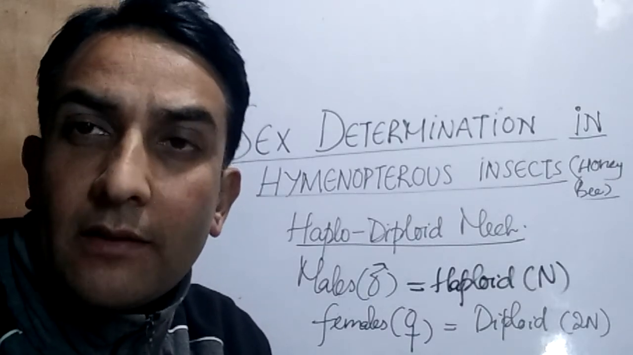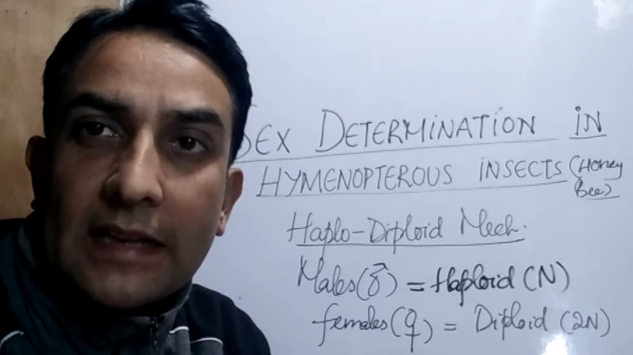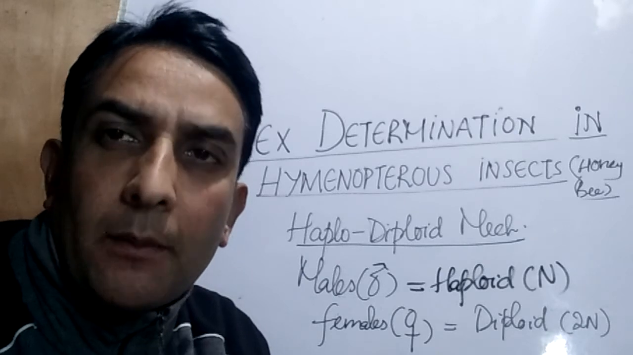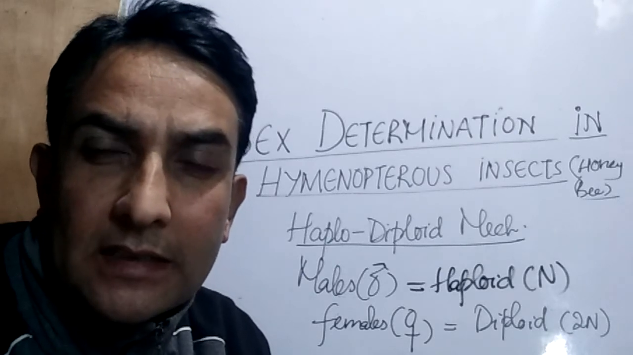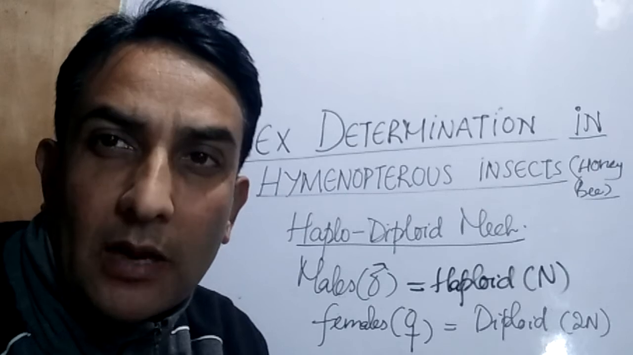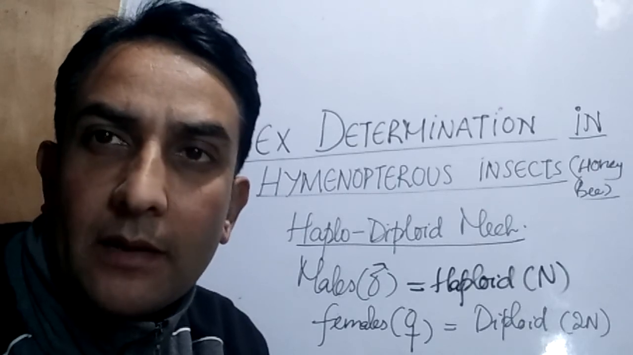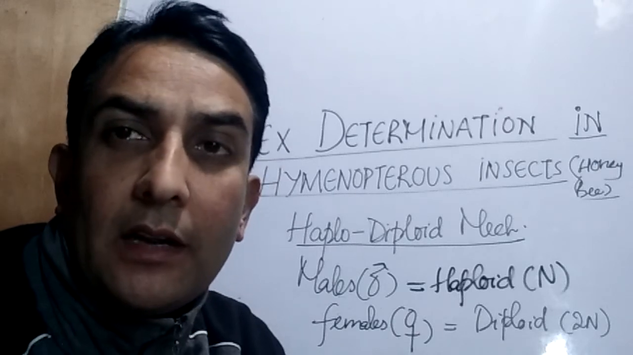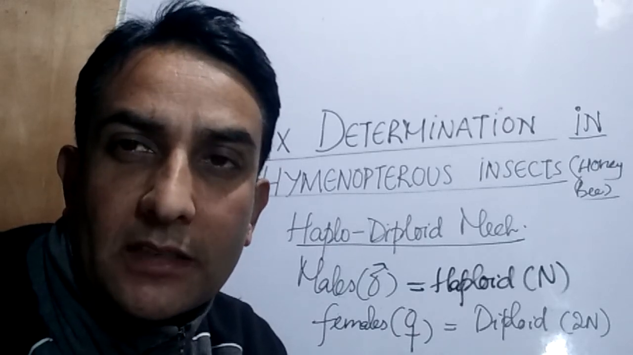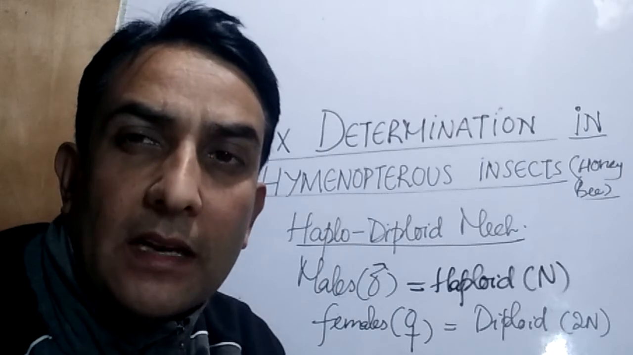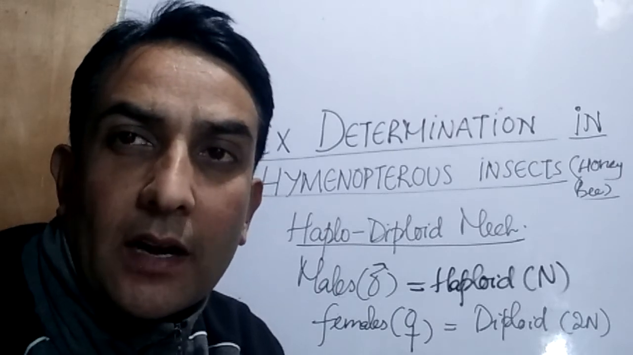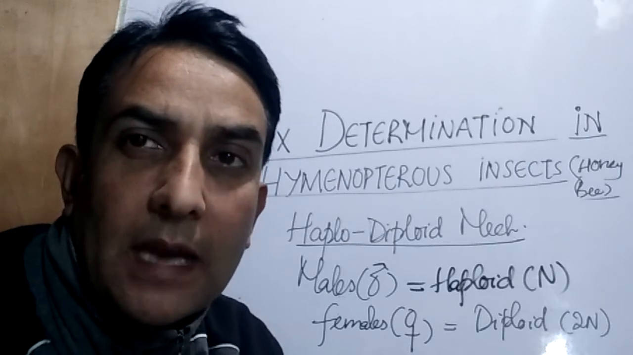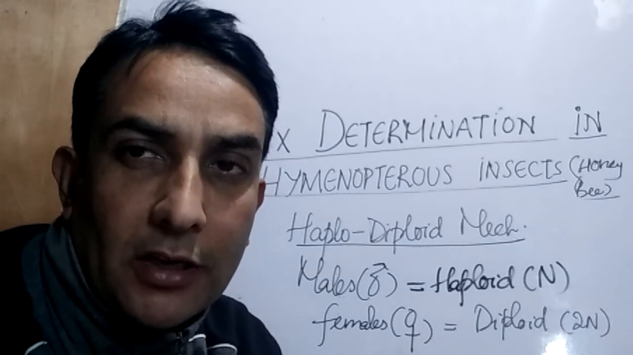The chromosomes are not divided into the autosomes and the sex chromosomes like that in the mammals and in the birds. Rather, it is the number of the chromosomes which determines the sex. If the number of the chromosomes is haploid, the individual will be male. If the number of the chromosomes is diploid, the individual will be female. That is why we call it the haplodiploidy mechanism of sex determination. So the males in Hymenopterous insects are haploid and the females are diploid.